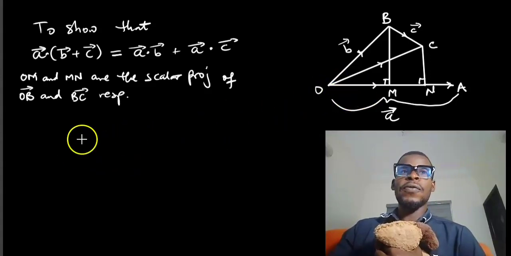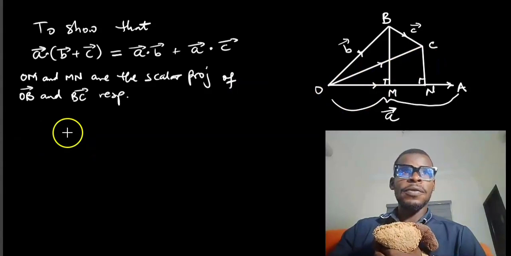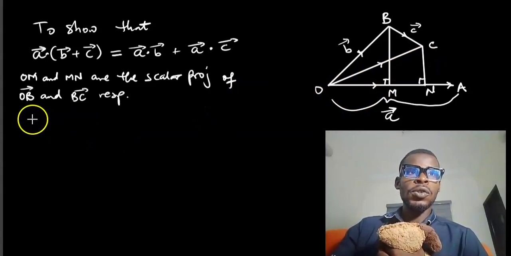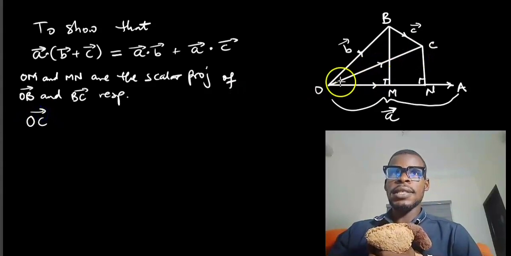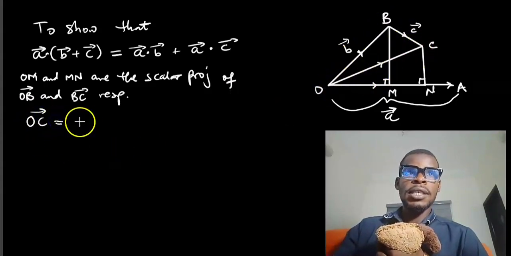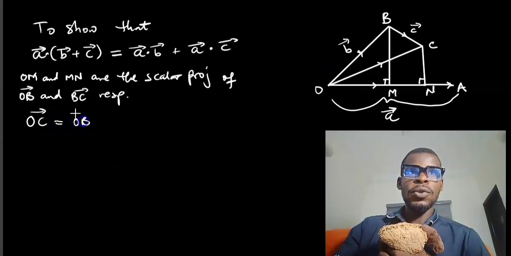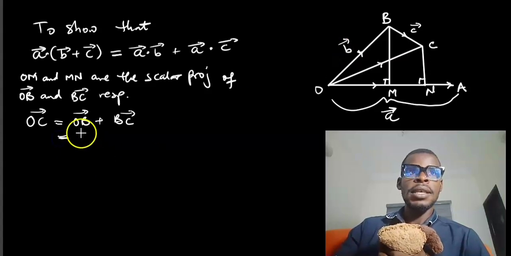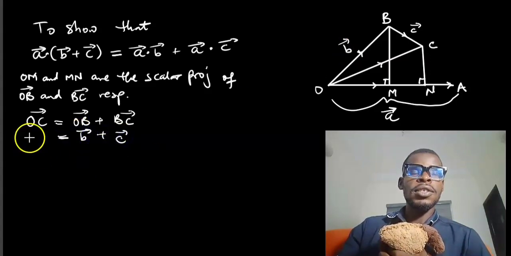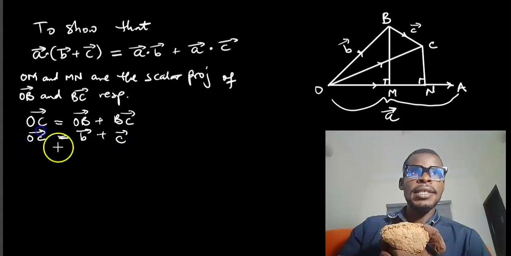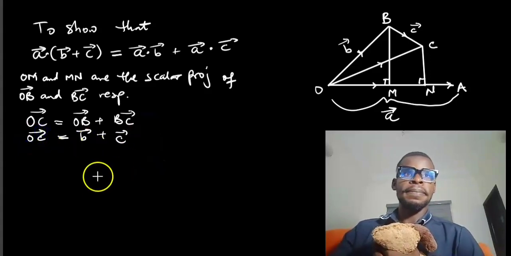Now we may observe clearly what the vector from O to C is. From O to C, we could easily just add these two vectors. That is, vector OC is the same thing as the vector from O to B plus the vector from B to C. But what is the vector from O to B? We have that to be vector B, and the vector from B to C is vector C, which tells us that the vector from O to C is simply B plus C.